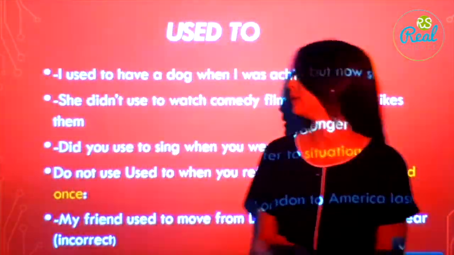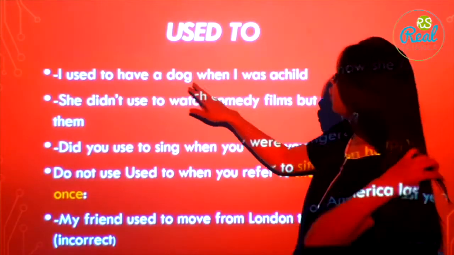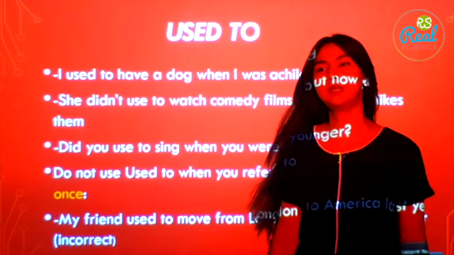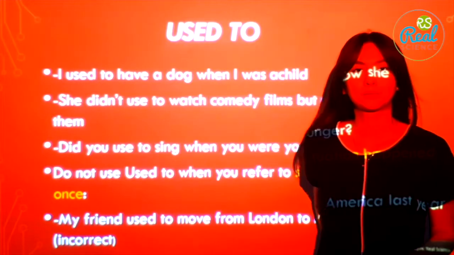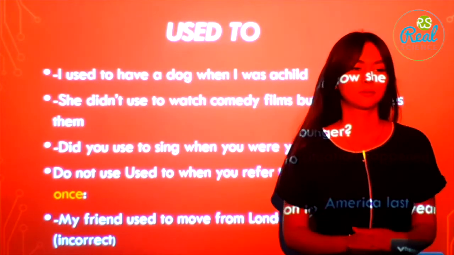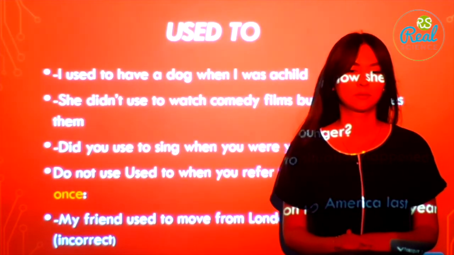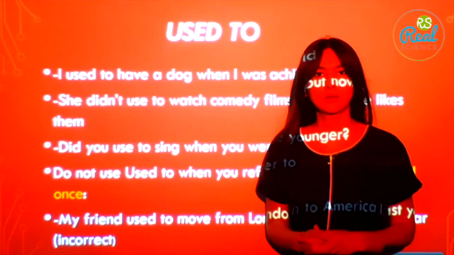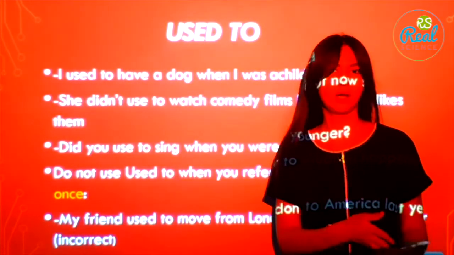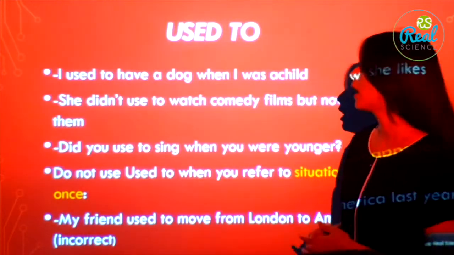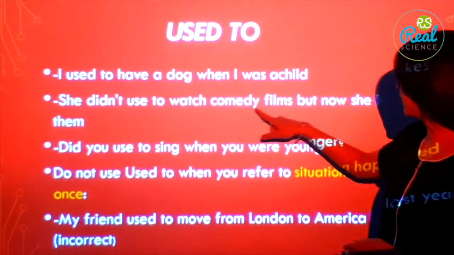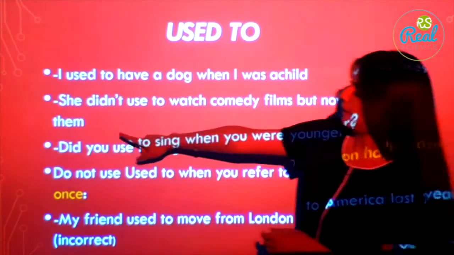Now let's look at the examples. I used to have a dog when I was a child. So what does this mean? I had a dog when I was a child. Yes, I had a dog when I was a child, but now I don't have this dog. Good. She didn't used to watch comedy films, but now she likes them.